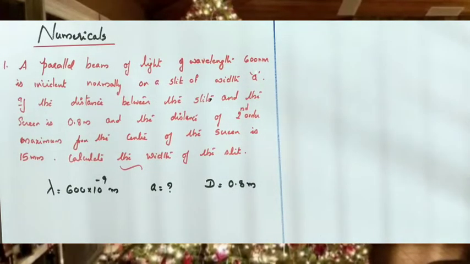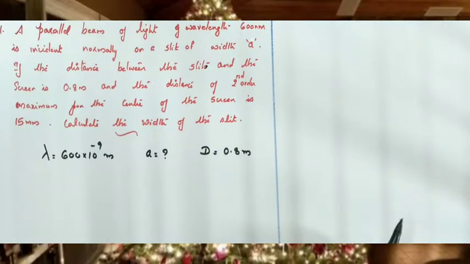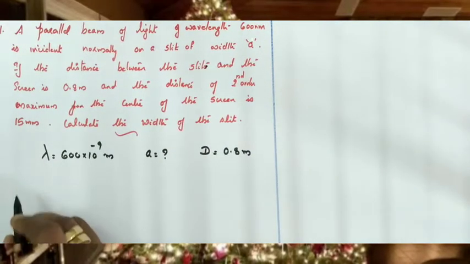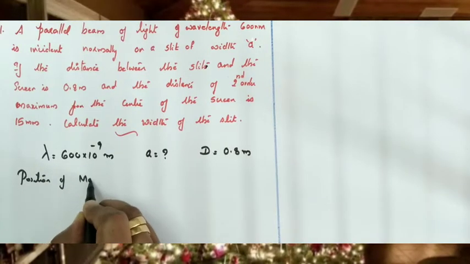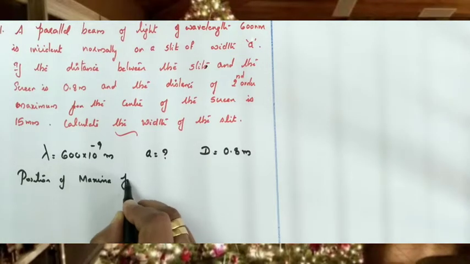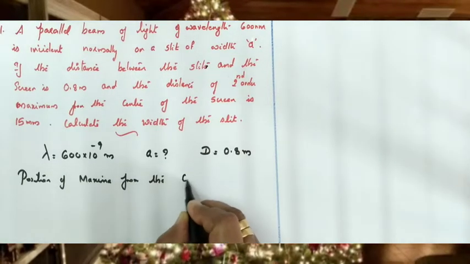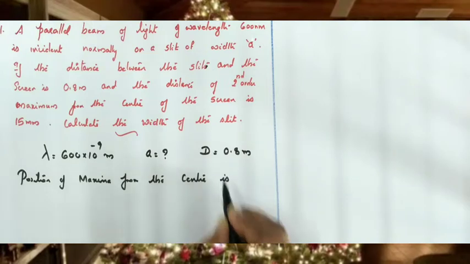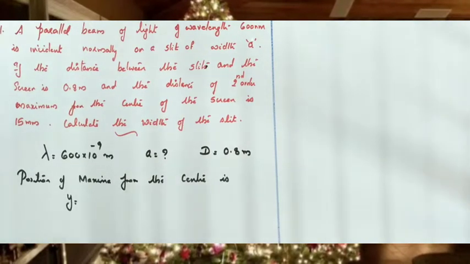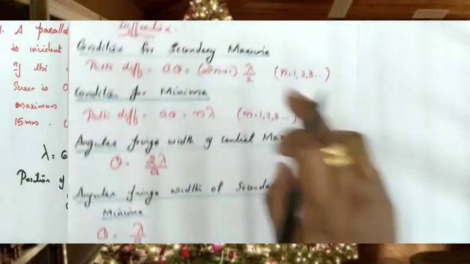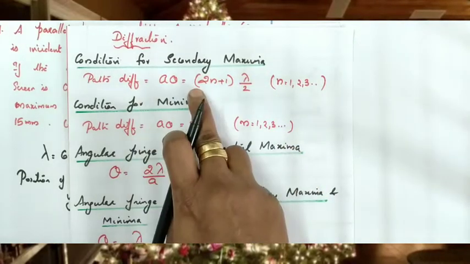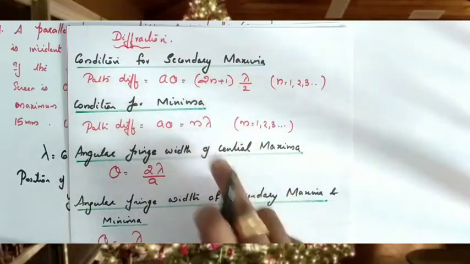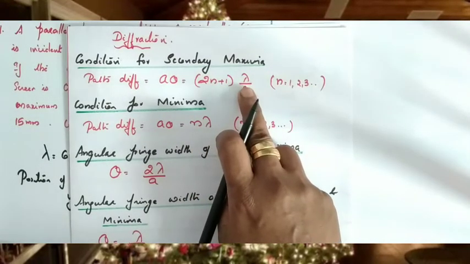We know that in a diffraction pattern, at the center a maximum or bright fringe is formed. So, the distance of the secondary maxima from the center we can write as y. We know the condition for maxima. What is the condition for maxima? Path difference is equal to (2n plus 1) into lambda divided by 2. This is the condition for maxima.